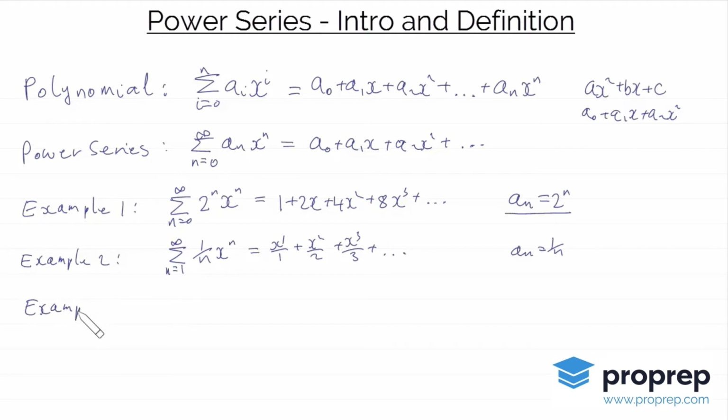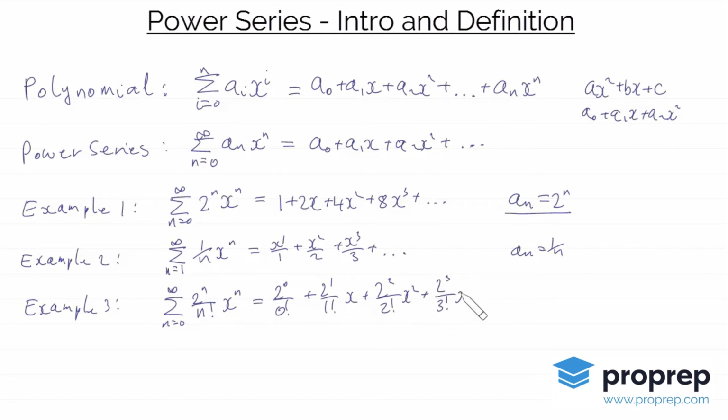Let's take yet another example. This time I'll take the sum, also from 0 to infinity, of 2 to the n over n factorial, x to the n. And this would equal 2 to the 0 over 0 factorial, x to the 0, I don't write that, 2 to the 1 over 1 factorial x, 2 squared over 2 factorial x squared, I'll write one more, 2 cubed over 3 factorial x cubed, and so on.